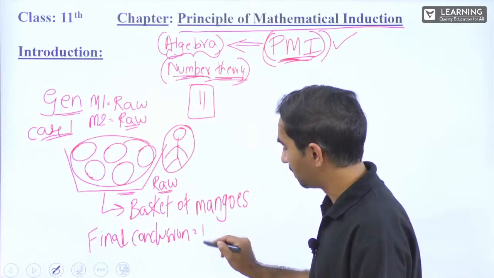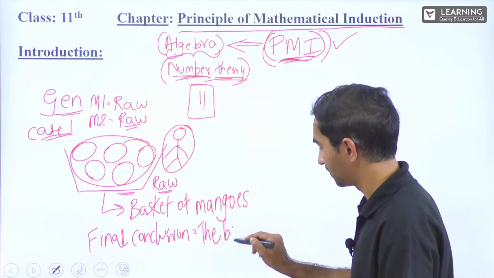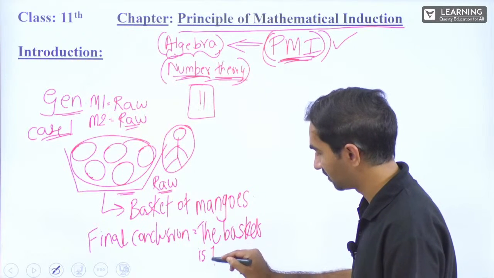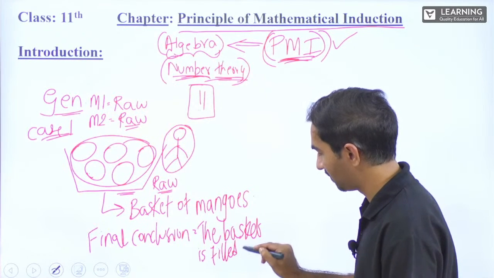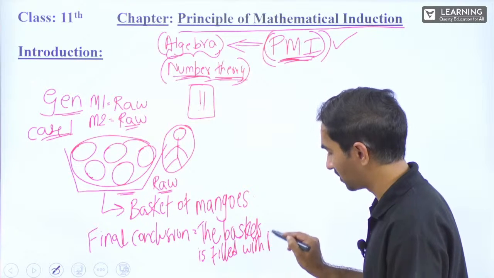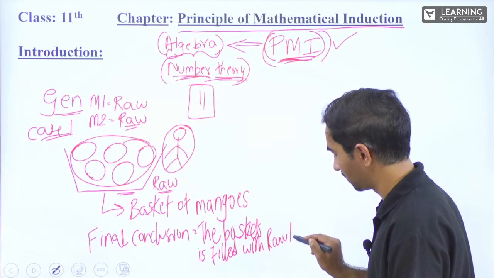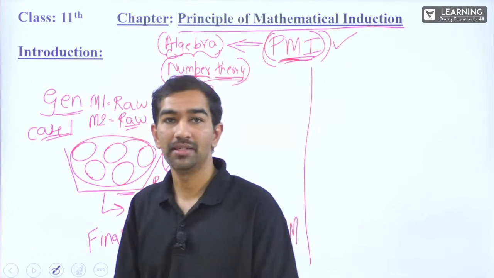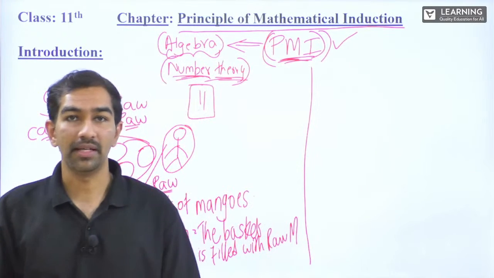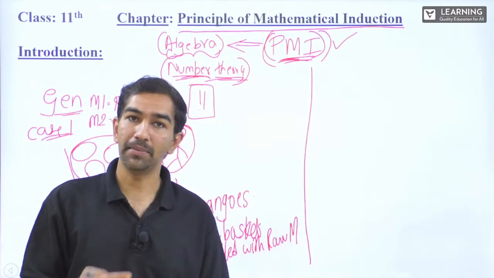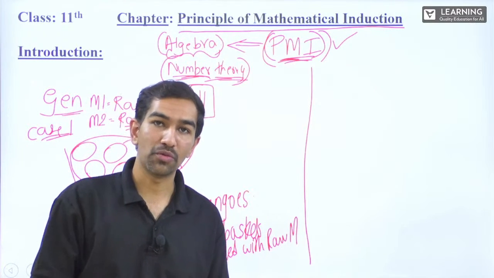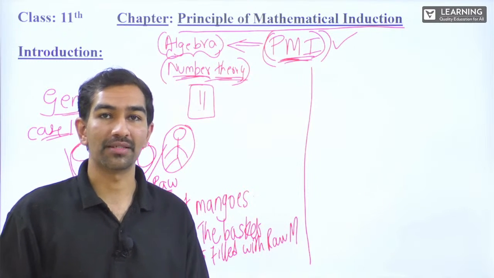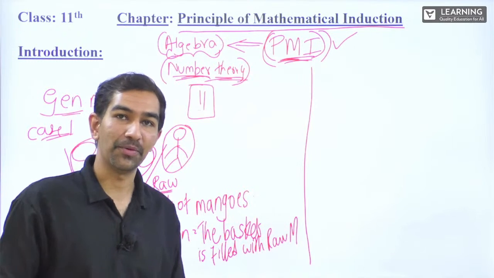That the basket is filled with raw mangoes. Okay, so what did the person do in case 1? A basket of mangoes was kept. He picked up 2 random mangoes. He examined them. The result was both the mangoes were raw. He came to the final conclusion that the basket is full of raw mangoes. So this is case 1. Hope you have understood this.